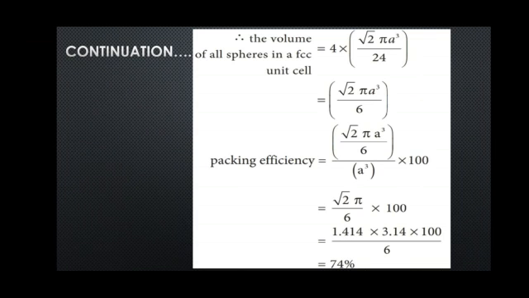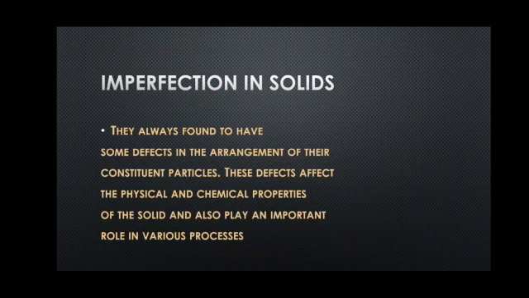After simplifying that overall calculation, you are getting that percentage to be 74%. Now we will see what are all the imperfections that occur in the crystal solids. So what is meant by imperfection? Imperfection means the arrangement of the constituent particles gets collapsed. That we are calling imperfections.